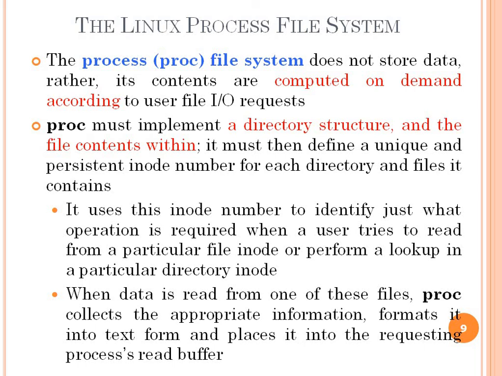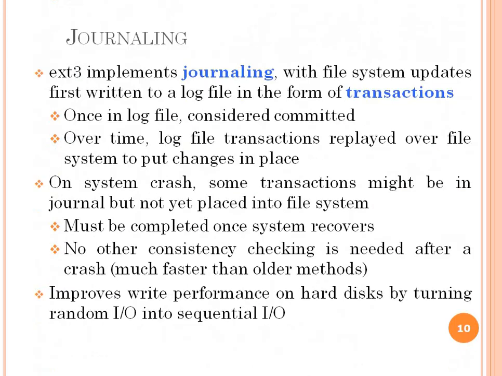It uses this inode number to identify just what operations are required when a user tries to read from a particular file inode or perform a lookup in a particular directory inode. So whatever operation we want to do for the file or directory, this particular proc file system is at work. When the data is read from one of these files, the proc collects the appropriate information, formats it into text form, and places it into the requesting process's read buffer so as to make it usable by the process.